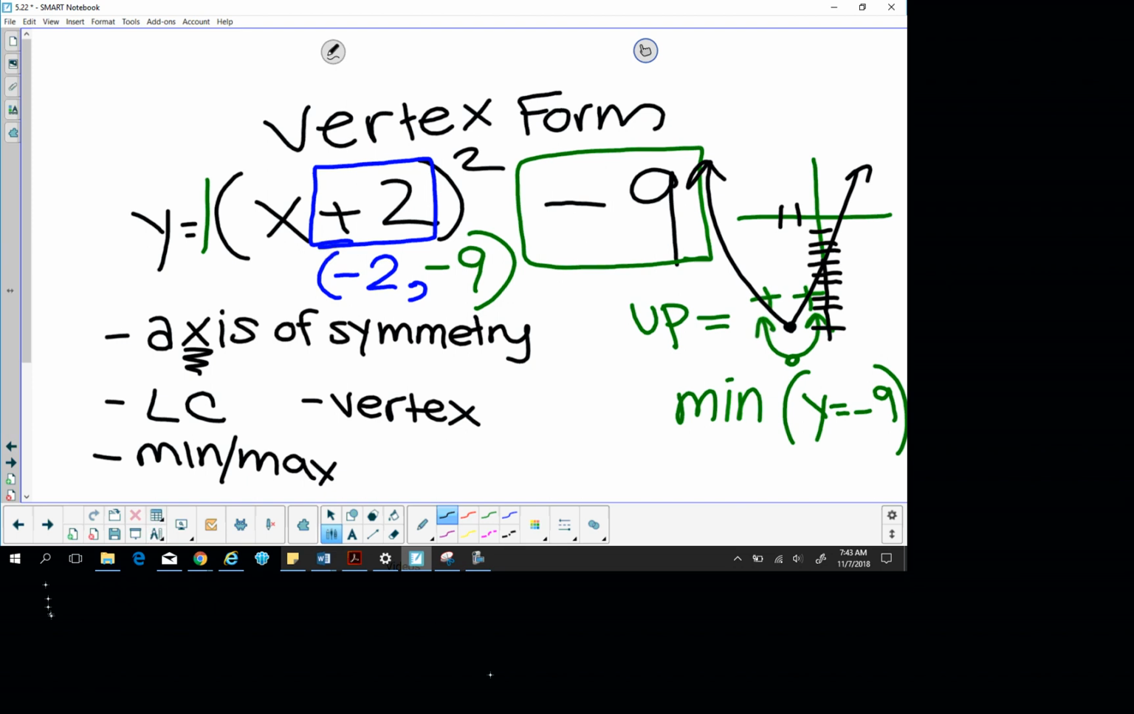So our axis of symmetry is the x coordinate of our vertex. So we would write that as x equals what number? -2.